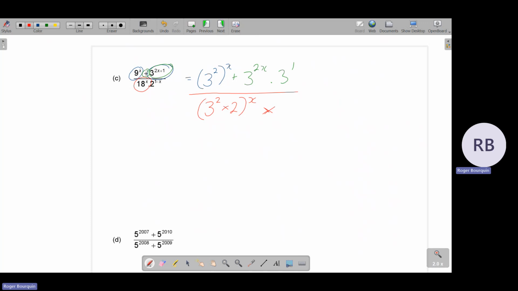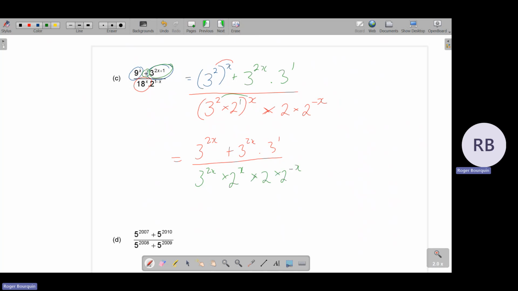So times 2 times 2 to the negative x. I hope I copied this question down correctly. Okay, so let's see what happens. I just stick to my rules. 3 to the 2 becomes 3 to the 2x, plus 3 to the 2x times 3 to the 1. The bottom here, if I distribute that, I'm going to have 3 to the 2x times 2 to the x times 2, times 2 to the negative x.